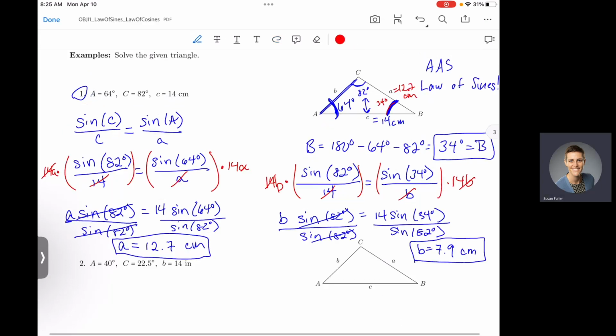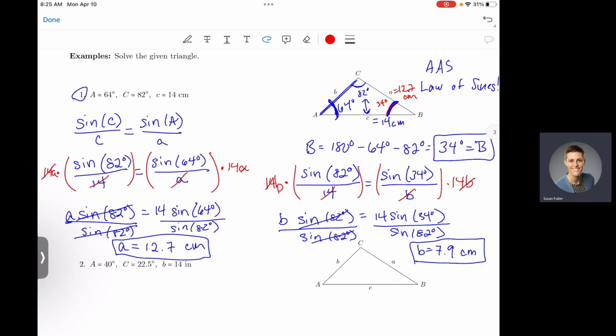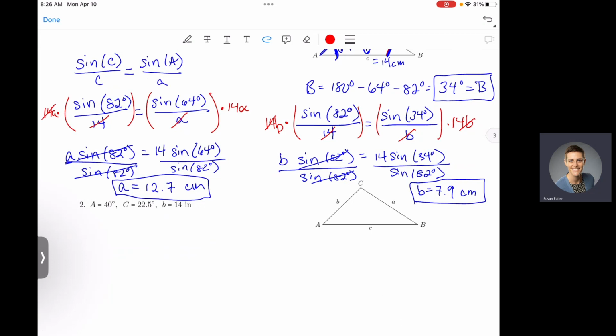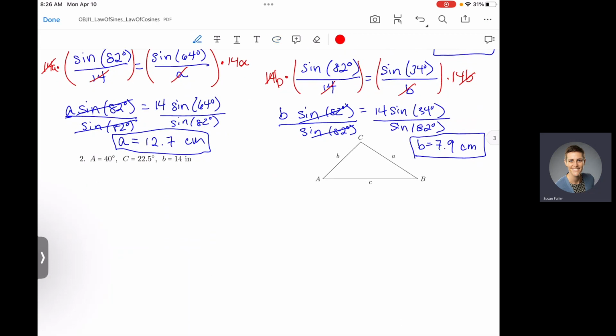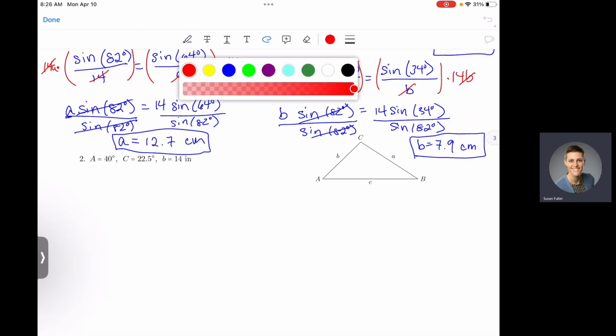And now we have completed this triangle. We have solved for our missing information. All right. So number two, solving this one is very similar to the way that we just started.